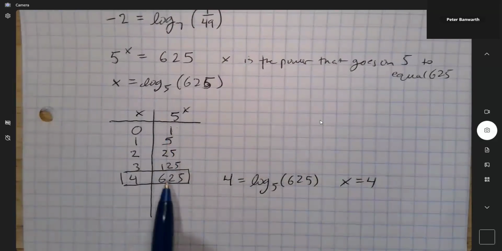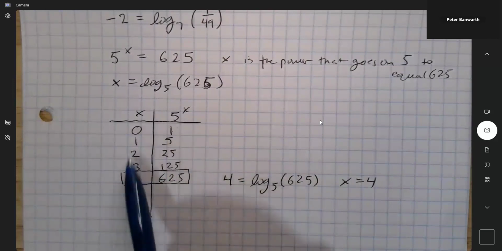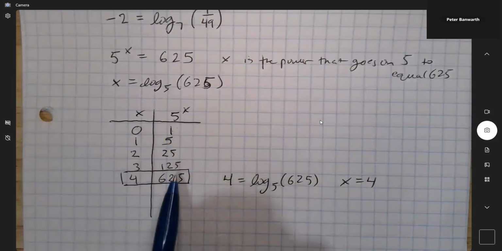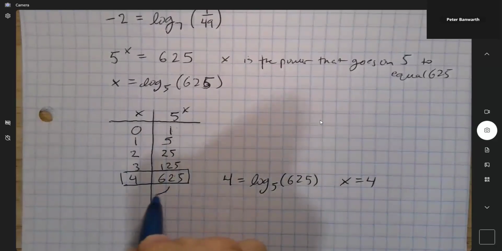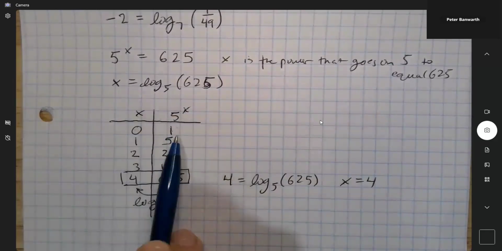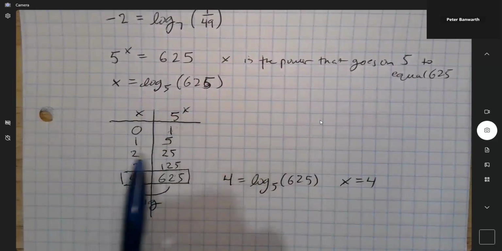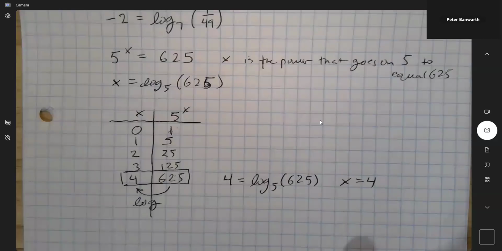The right side are my outputs, the left side are my powers. A logarithm takes the output and goes back to the power. This table contains both the exponential function working forward, left to right, and the logarithm function working right to left, working backward.